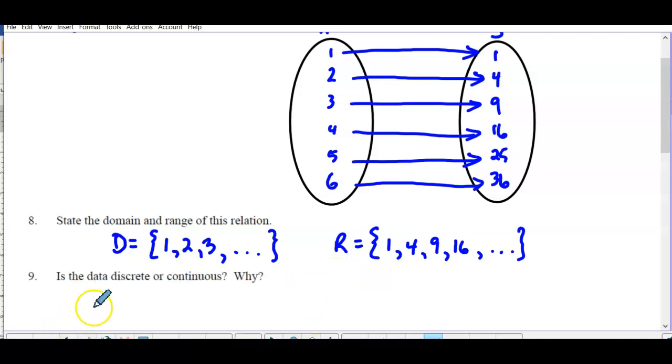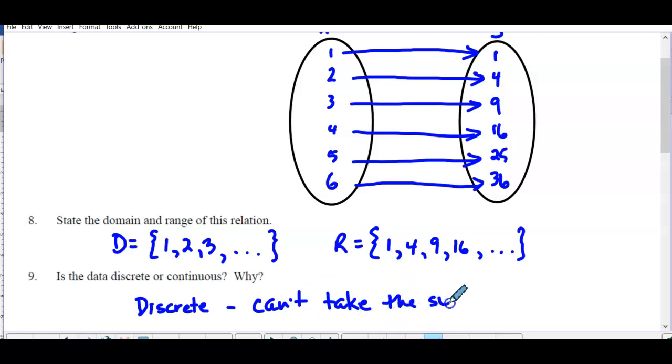Is this data discrete or continuous? It's discrete. Oops, I always put an E there. It's discrete because you can't have a sum of 2.5 odd numbers, right? It has to be a natural number value of odd numbers, and that will result in a natural number answer.